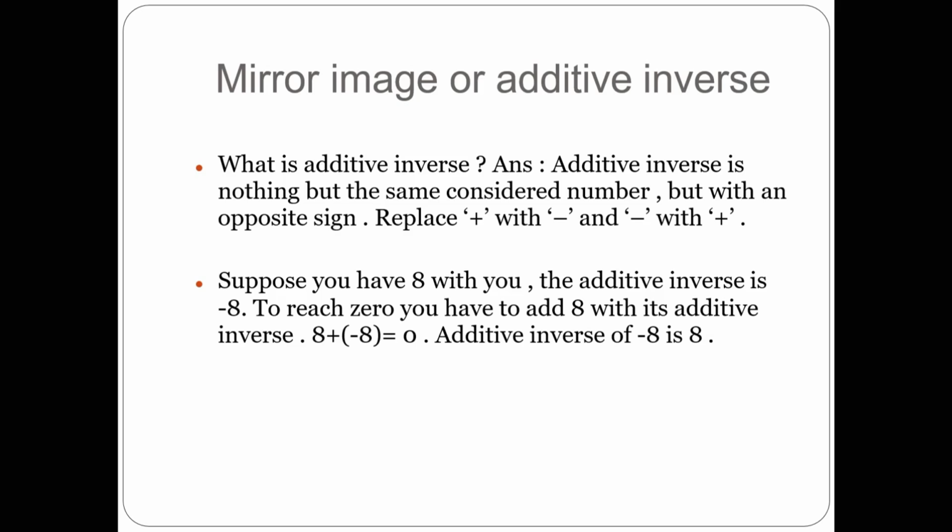Suppose you have 8 with you, the additive inverse is -8. To reach 0 you have to add 8 to its additive inverse. So 8 plus -8 is equal to 0. The additive inverse of -8 is 8.